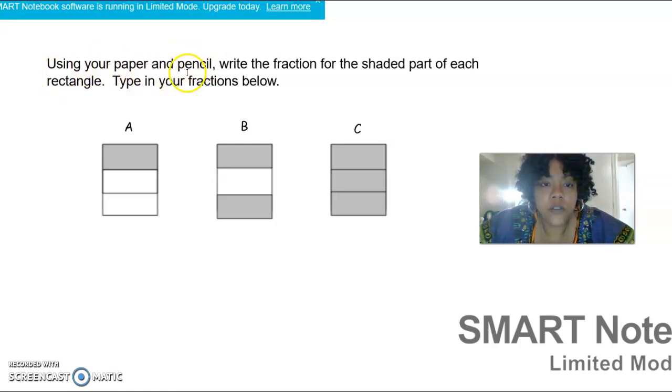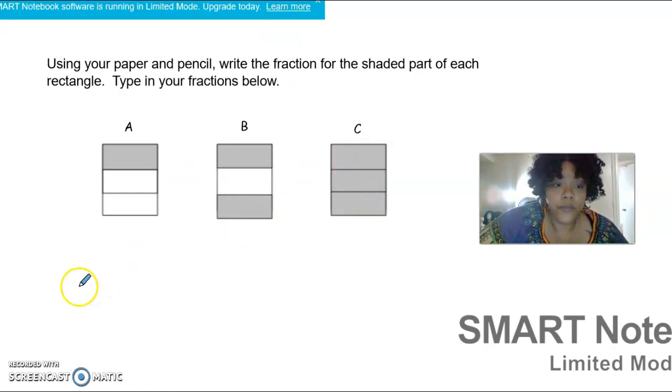Using your paper and pencil, write the fraction for the shaded part of each rectangle. Type in your fractions below. So there should be 3 different fractions that you typed in for this question. Now, looking at all 3 rectangles, how many parts is each rectangle partitioned into? 1, 2, 3, 1, 2, 3, 1, 2, 3. So Miss Knight believes in working smarter and not harder. So here's what I'm going to do.